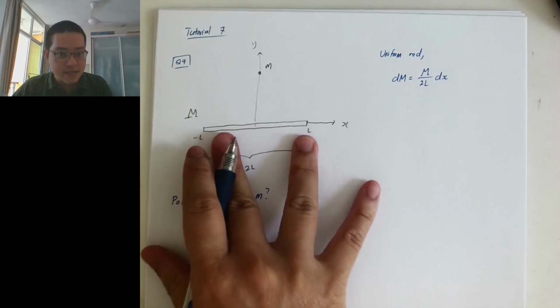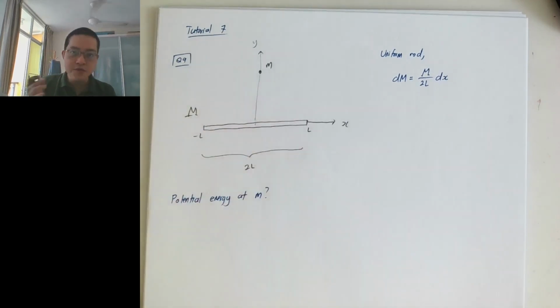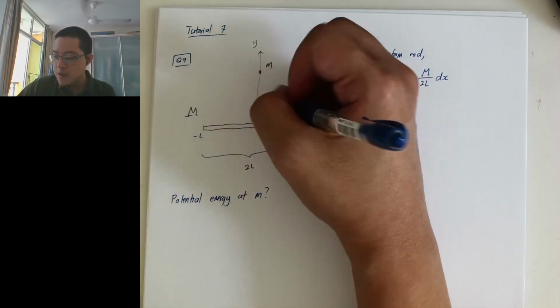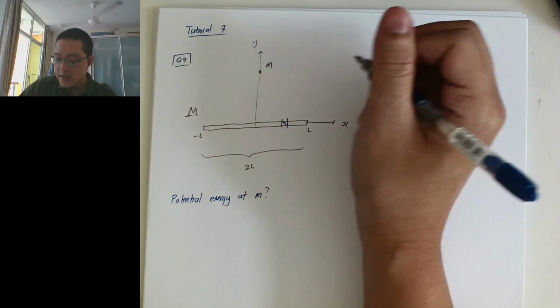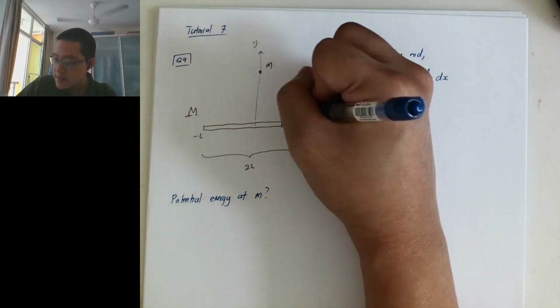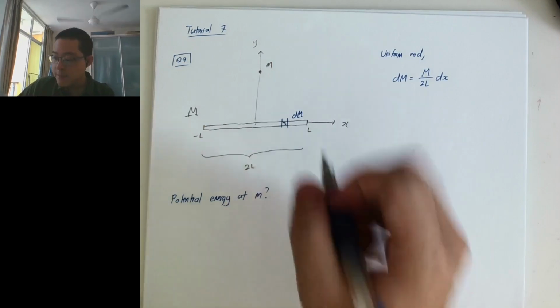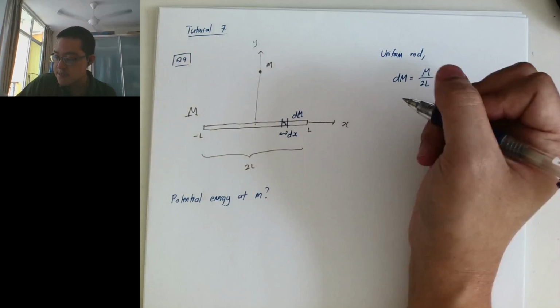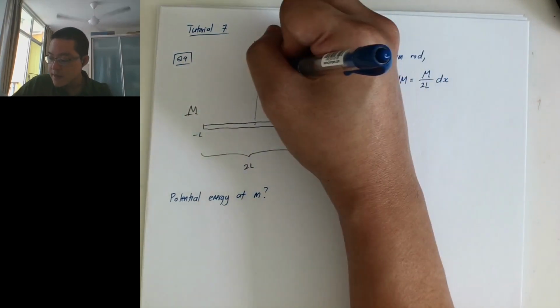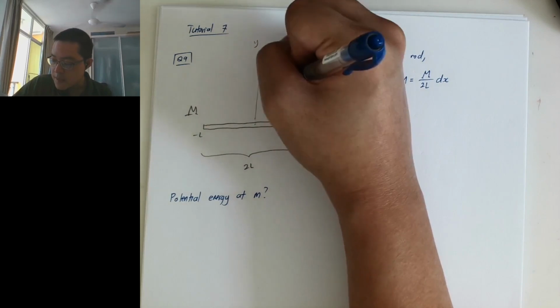This is an extended body, so we need to use integration to solve this, right? So what we do is we chop this up into many sections, and then we look at one piece. This is a small piece, it has a mass dm, and the length of this piece is a small length dx. Then I want to know what is the distance from here to here.